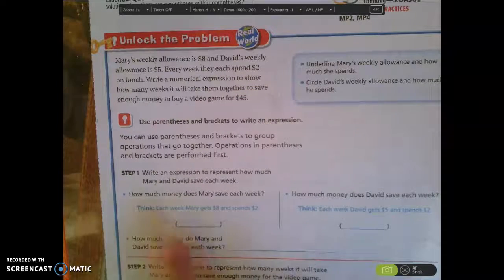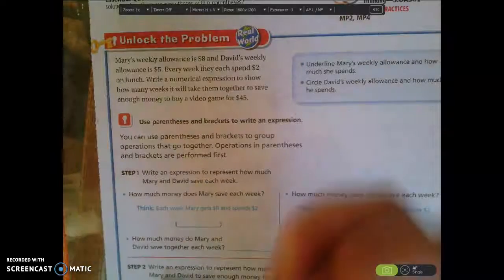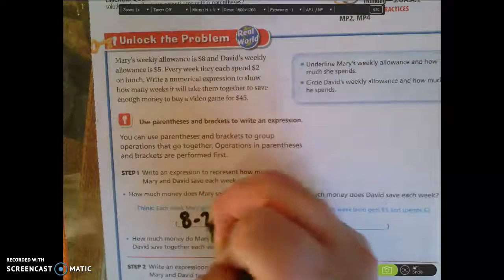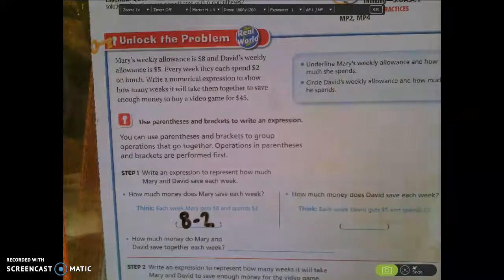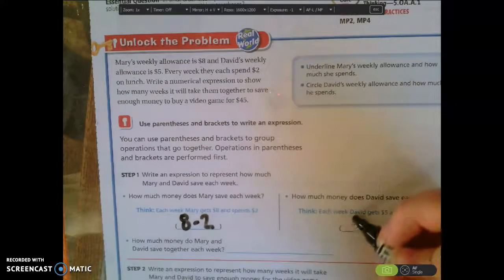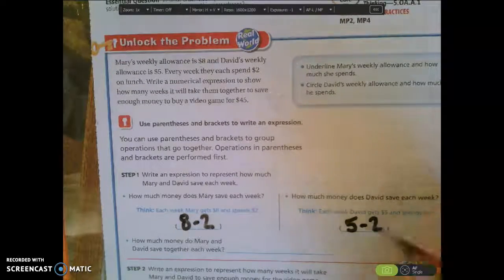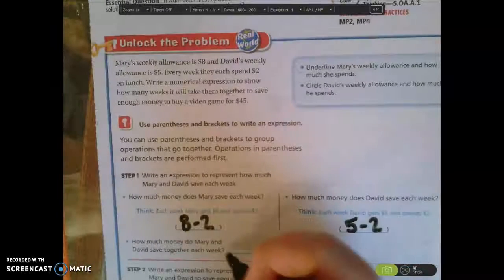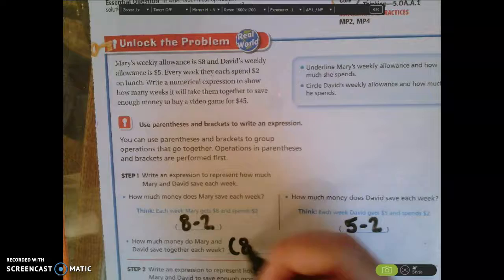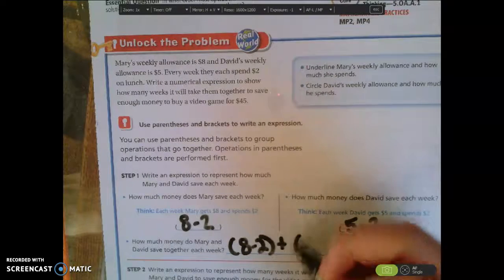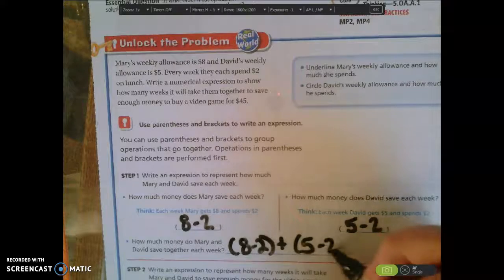So each week she gets 8 and spends 2. So we're going to have 8 minus 2 to see how much she saves. And David gets 5 and spends 2. So how much money do Mary and David save together each week? Well, 8 minus 2 plus 5 minus 2.